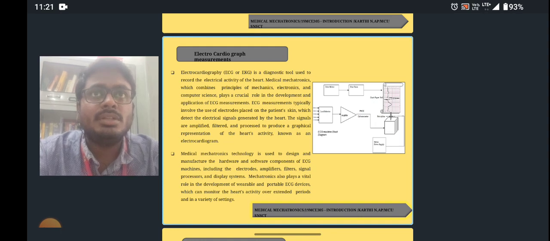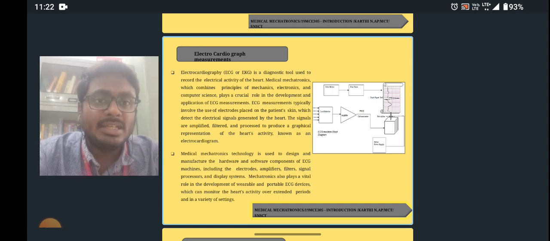Why? Because with filtering we want to reject the unwanted signals that may be caused by disturbances from the patient, and the signals are processed to produce a graphical representation of the heart's activity known as an electrocardiogram. Medical mechatronics technology is also used to design and manufacture the hardware and software components of the ECG machine, including the electrodes, amplifiers, filters, signal processors and display system.